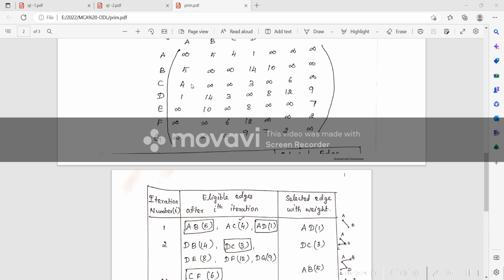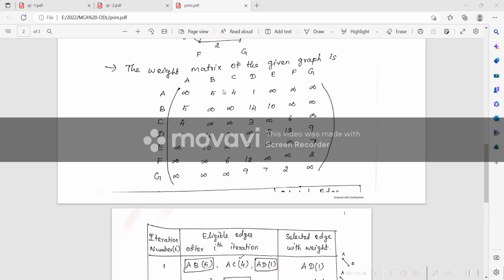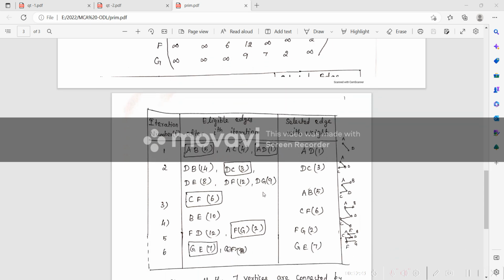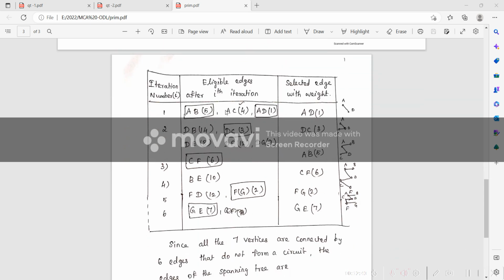Okay, so AB whose weight is 5, so we are taking AB 5, and AC whose weight is 4, and AD whose weight is 1. Okay, so without boxes only initially we are having, because I completed all the table columns, so all are mentioned here, but initially we are writing only edges. Okay, after selection only these boxes are made.